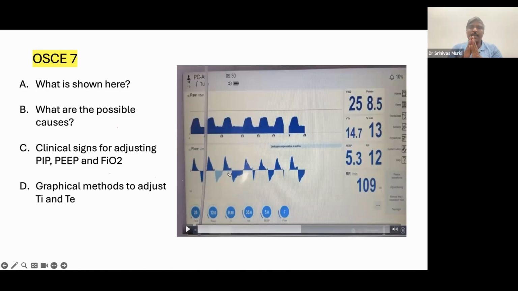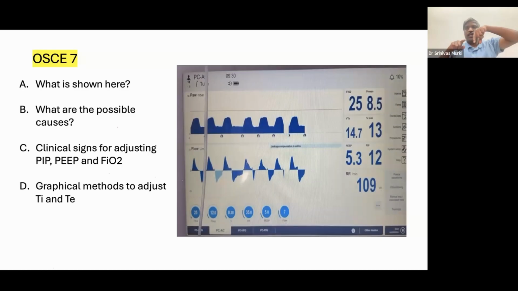So you should always have a gap between expiration and inspiration, but there should not be much gap between inspiration and expiration. The gap between the positive flow and the negative flow should be minimal, and the gap between the negative flow and the next positive flow should be as long as possible, where you can sometimes see the spontaneous breath rate of the baby. So remember, these are very useful clinical clues for you to adjust your TI and TE, especially when you're doing time cycle ventilation. Over to you, Swati.